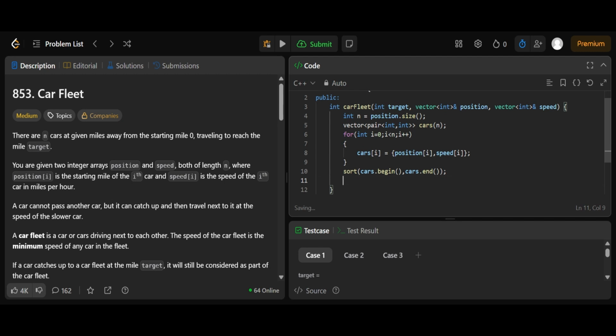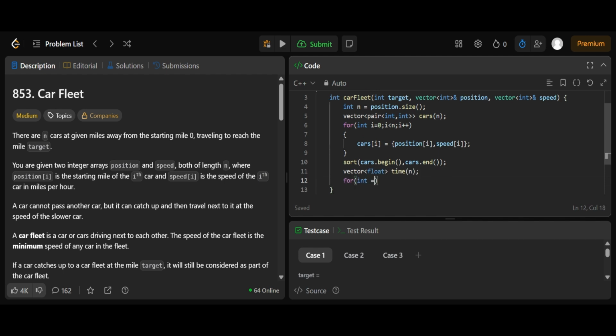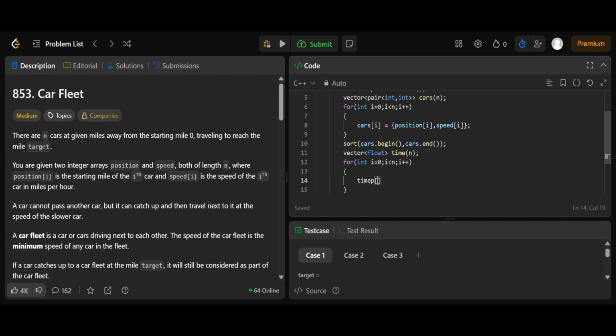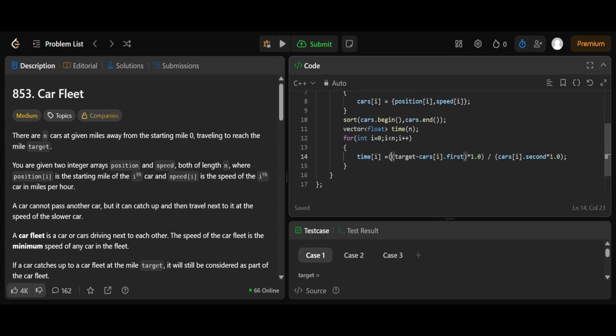Okay, now these will be pure floating values. So we'll have one float vector of time of size n. We will traverse, and then time of i is equal to target minus position of i, this is cars of i dot first, into 1.0, divided by cars of i dot second into 1.0, and this fully will be under the brackets. I hope I'm clear with these floating values.